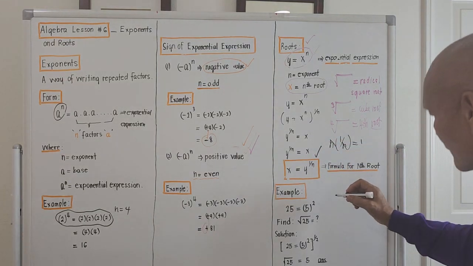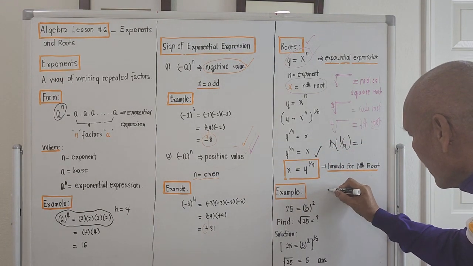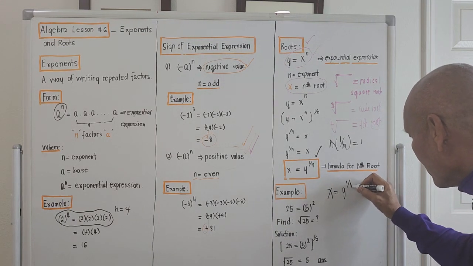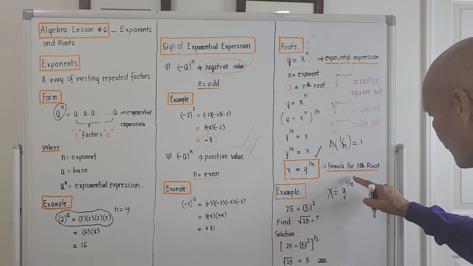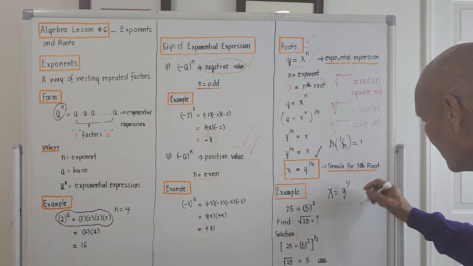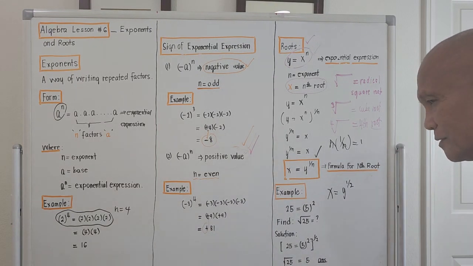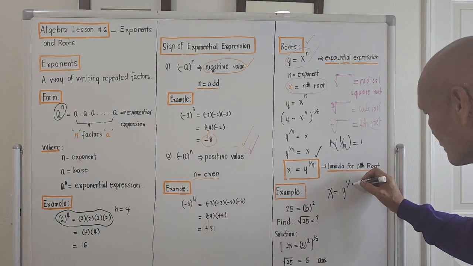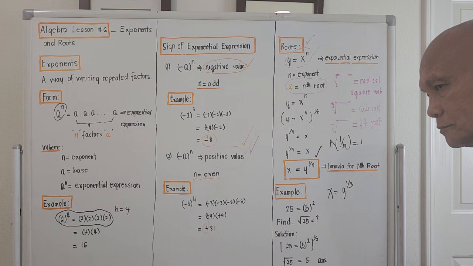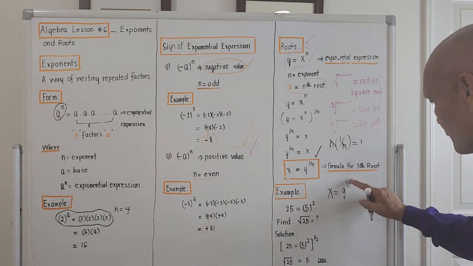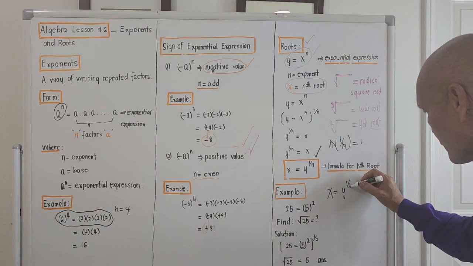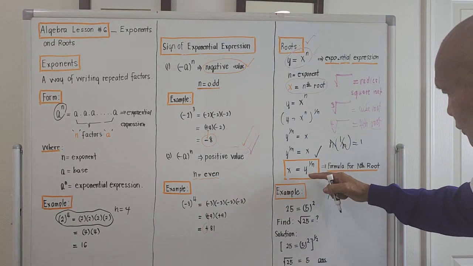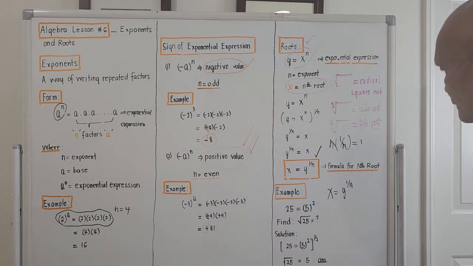So in here, x is equal to y to 1 over n. If we are taking the square root, this should be 2, raised to the 1 half. If we are taking the cube root, this will be raised to the 1/3. If we are taking the fourth root, this should be raised to the 1/4. So in general, x should be equal to y raised to 1 over n.